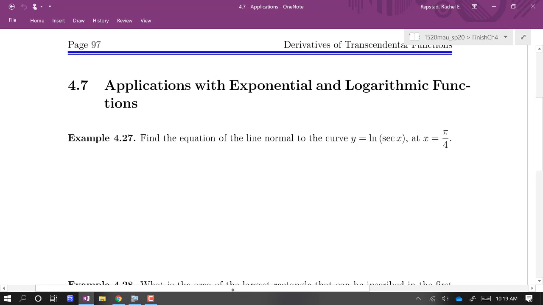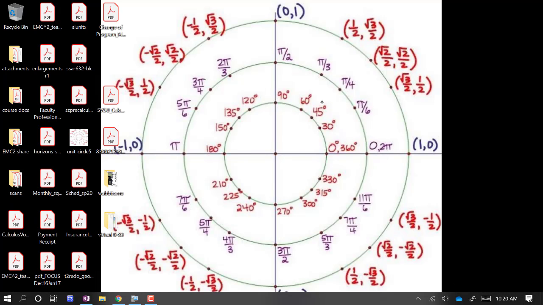Now they gave us the x coordinate, pi over 4, so we can go ahead and find the y coordinate. This doesn't require calculus. It just requires us to plug it in and give ourselves enough space to do so. So ln of secant pi over 4. Now secant is the reciprocal of cosine. So cosine of pi over 4 is root 2 over 2, which means that secant is 2 over root 2.